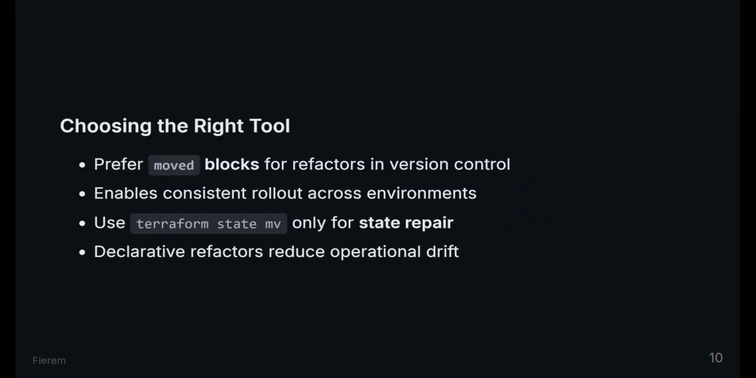Use moved when the change is a code refactor that must be applied consistently across environments. That produces reproducible refactors in CI and in peer review. Use Terraform state move for one-off repairs when you must correct state quickly and you cannot express the change safely in configuration. That produces a faster fix, but with higher governance costs.